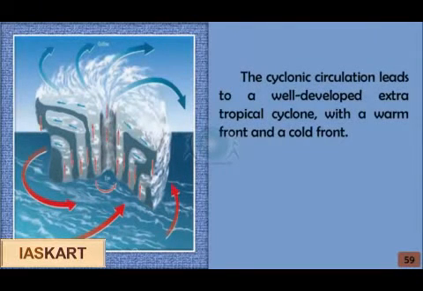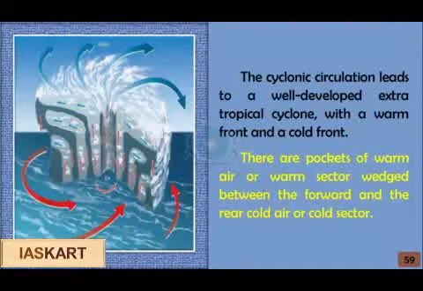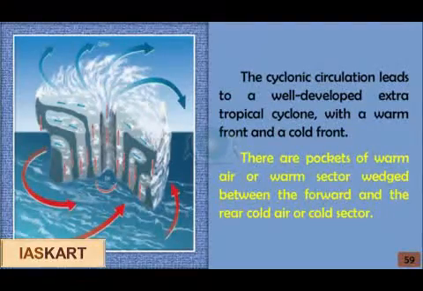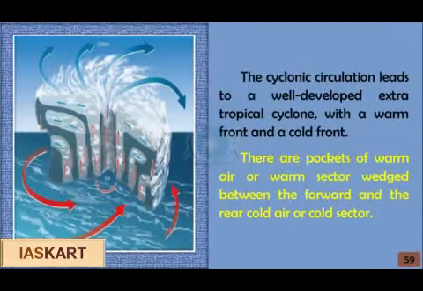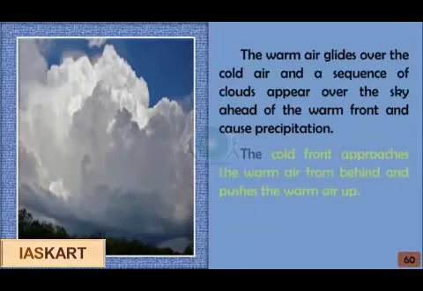The cyclonic circulation leads to a well-developed extratropical cyclone with a warm front and a cold front. There are pockets of warm air, or warm sector, wedged between the forward and the rear cold air, or cold sector. The warm air glides over the cold air, and a sequence of clouds appear over the sky ahead of the warm front and cause precipitation.